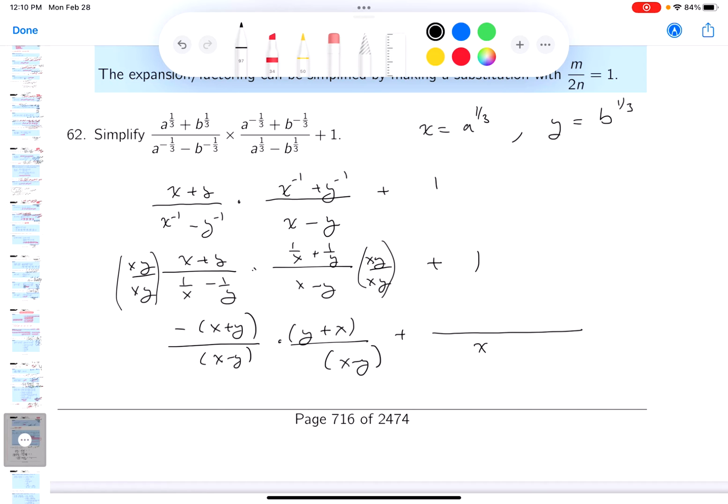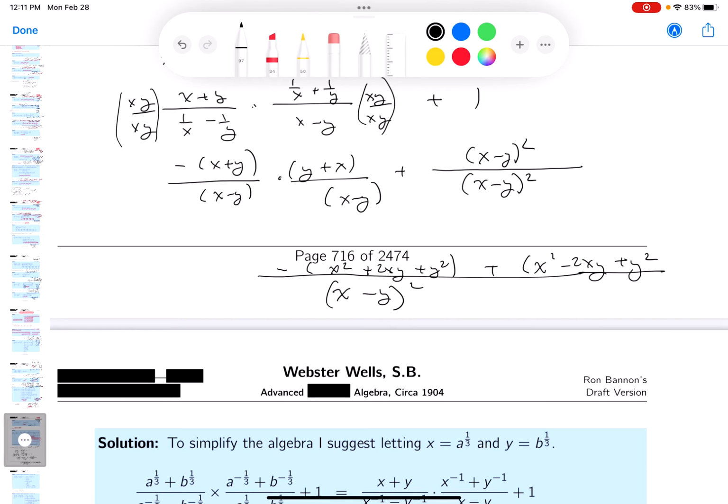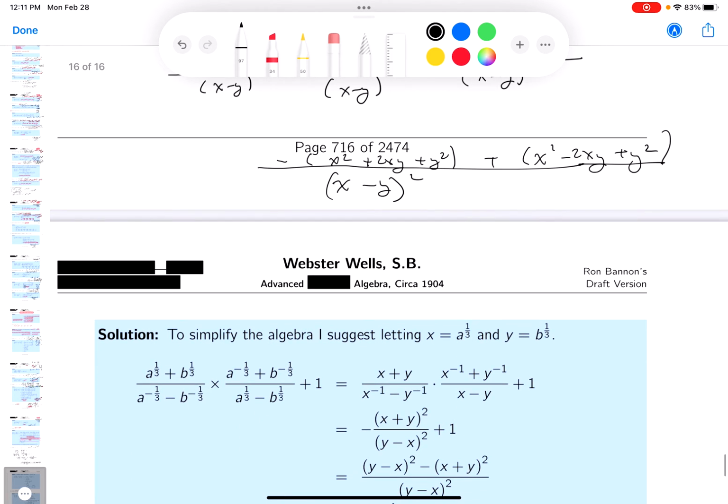What's going to be x minus y squared, x minus y squared. That's the number 1, by the way. So I got a common denominator. What's going to be x minus y squared? We'll take care of that later. And on top, what do you get? Well, it's really not that bad. It's minus x squared plus 2xy plus y squared. And this will be, let's write this down carefully. It's going to be x squared minus 2xy plus y squared. Right? Let's do the arithmetic, or the algebra, I should say.